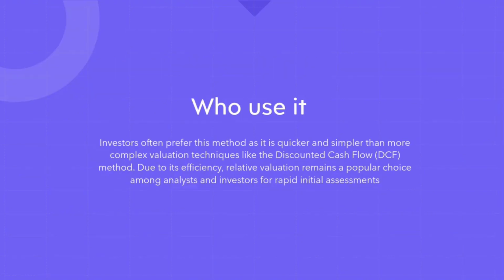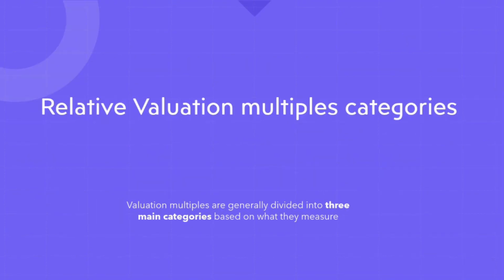Okay, next is relative valuation multiples categories. Relative valuation multiples are generally divided into three main categories based on what they measure. In the introduction of this video, we talked about PE, PB, PS, P by CF. These are the subcategories of the relative valuation multiples categories. So see step by step what the three main categories are.